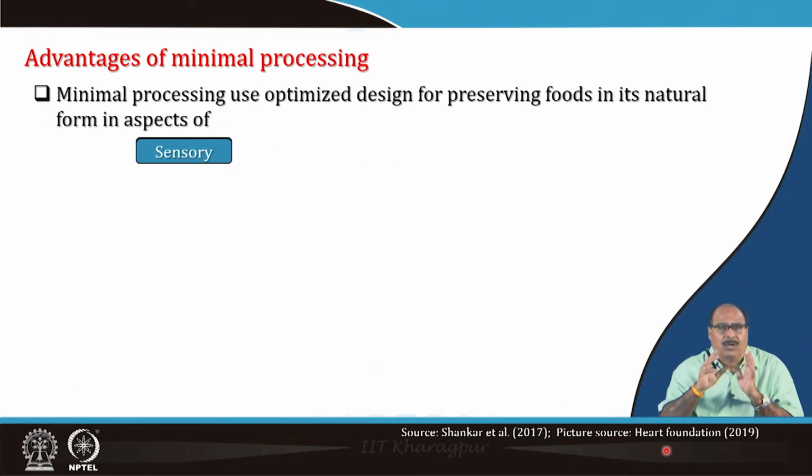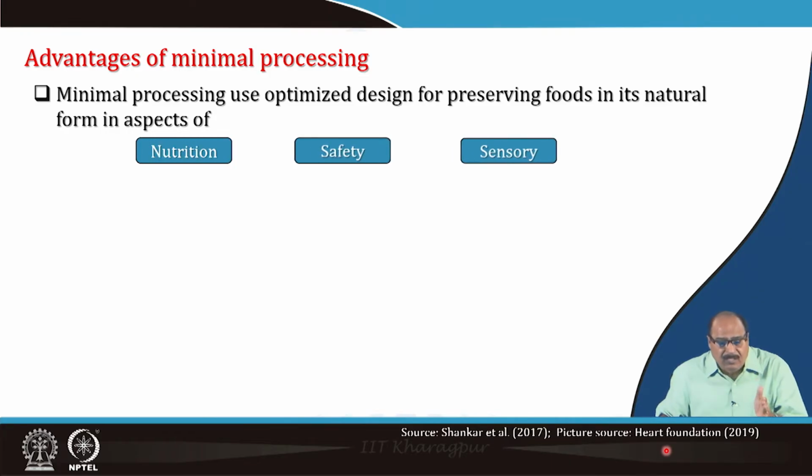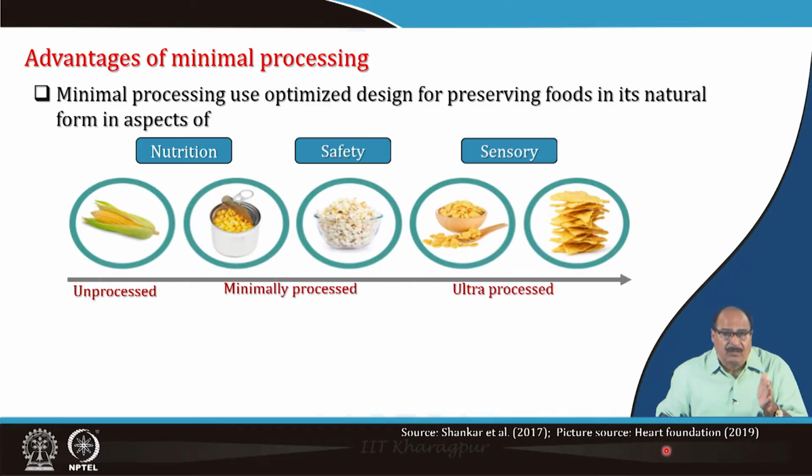So, the advantages of minimal processing, as I told you earlier, are that it uses an optimized design for preserving foods in their natural form in terms of nutrition, safety and sensory characteristics. Here I will give a comparison to make the point clearer: unprocessed food, minimally processed food and ultra processed foods.